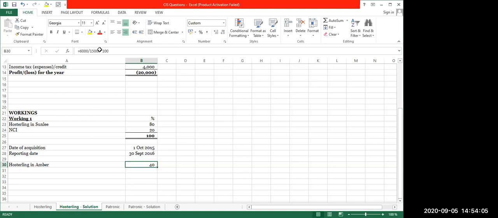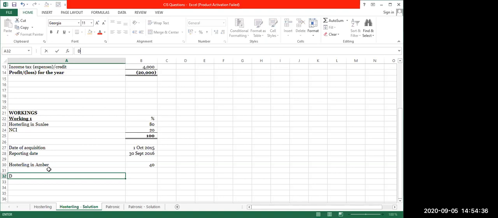Since it's not above 50%, there is no control. The range for control is above 50%. For 40%, anything from 20% to say 49% is mostly taken as an associate. So the investment in Amber is an associate and will be treated as such.